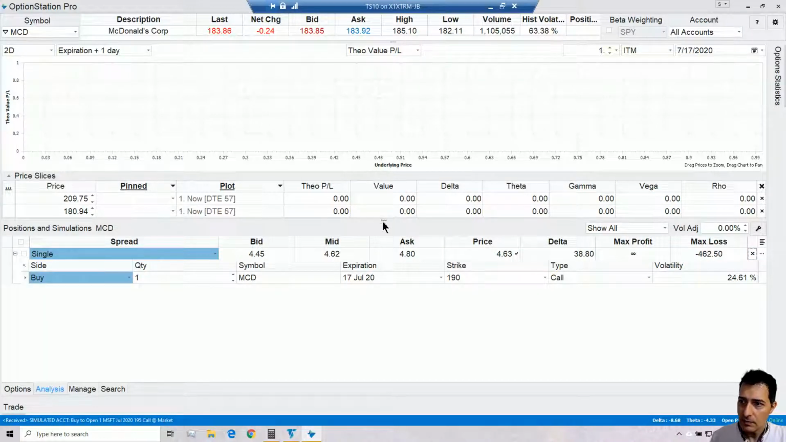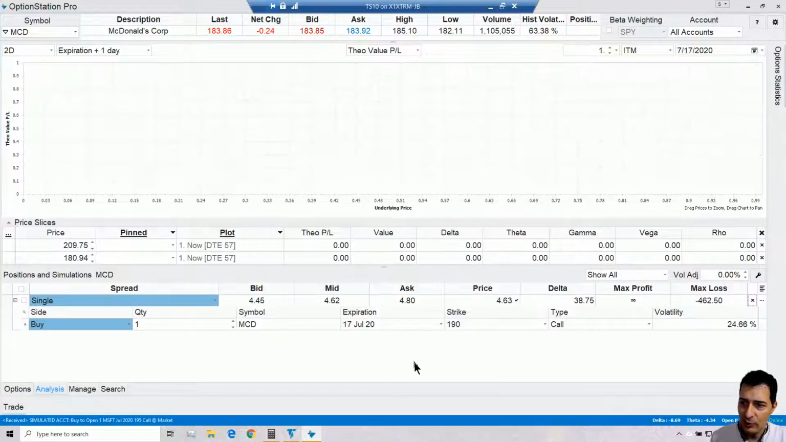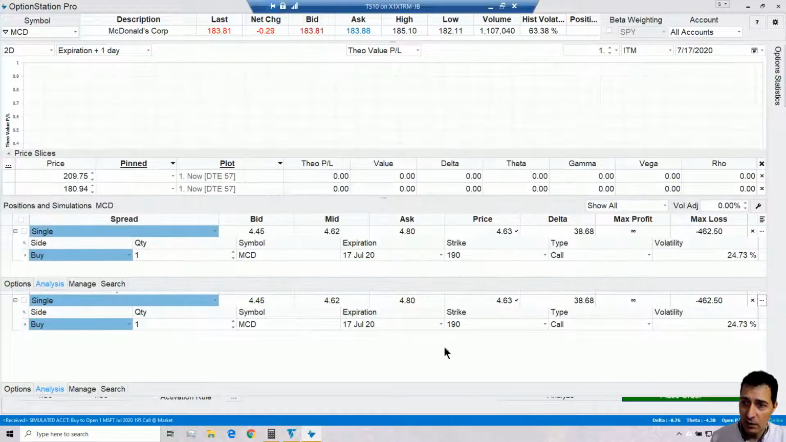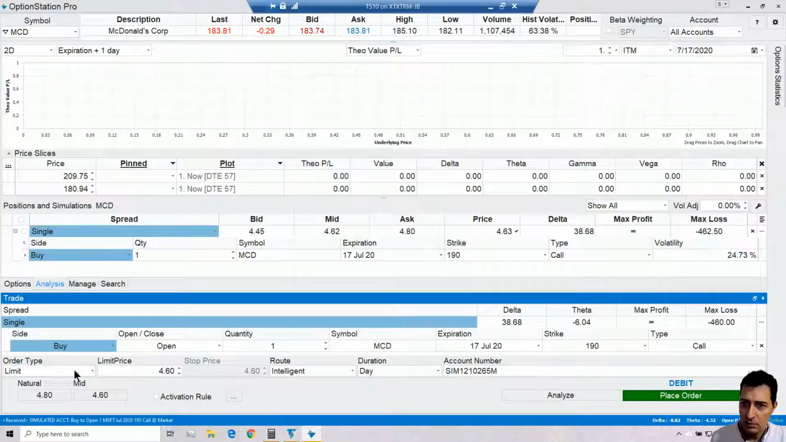And therefore, the trade to be executed would be to buy the July 17th expiration date 190 call on McDonald's, and do it as we did before with an activation rule, where the activation rule and the order, right?